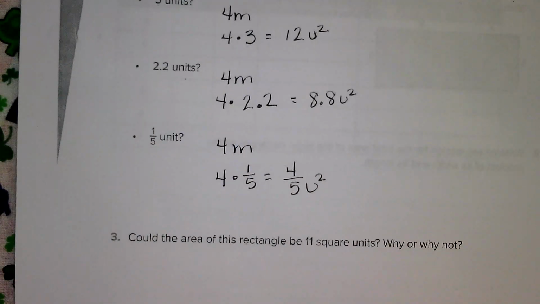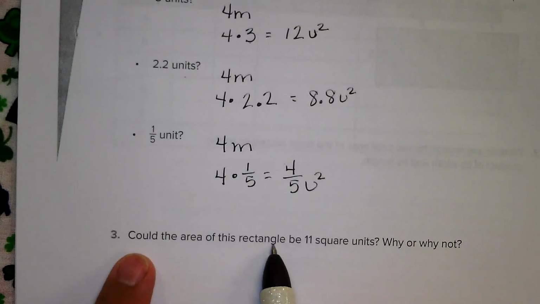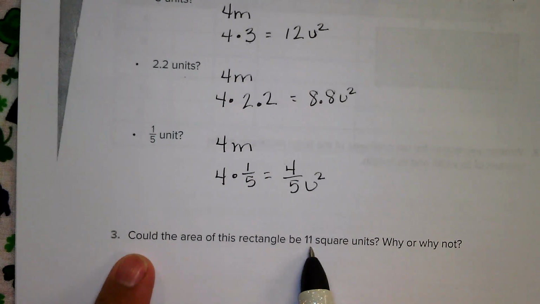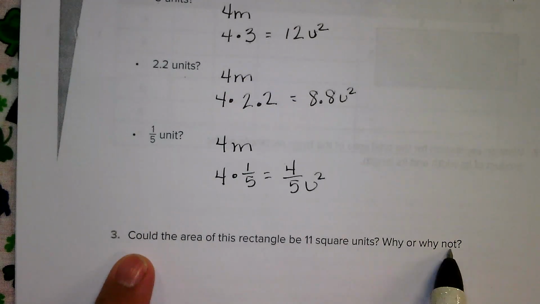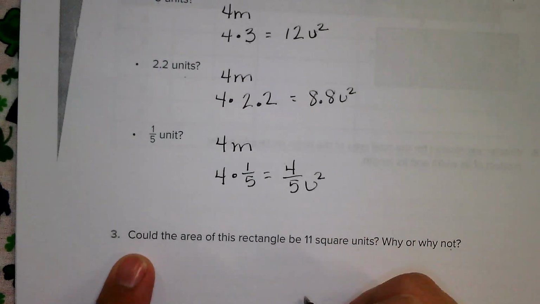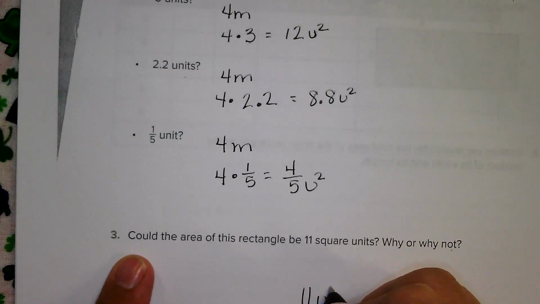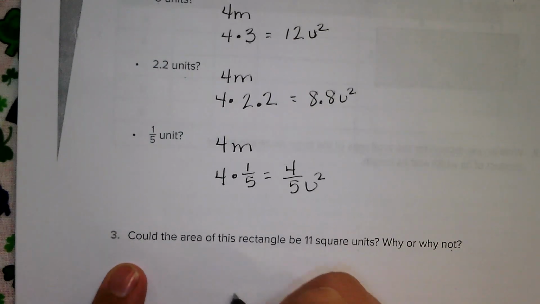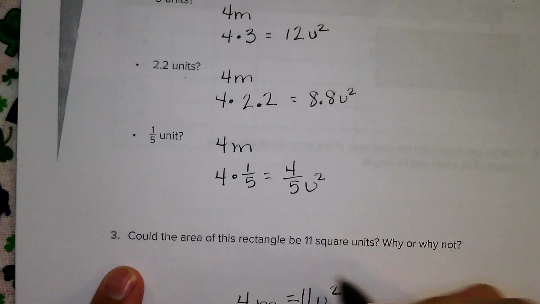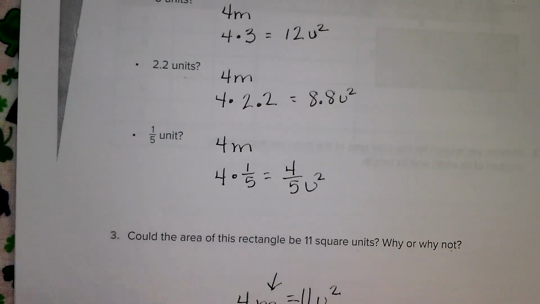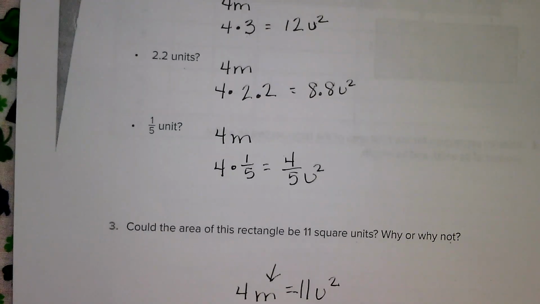Okay, this one says, could the area of this rectangle be 11 units squared? Why or why not? So if the area is 11 units squared, could I take 4m, could I come up with a number for m that would multiply together to give me 11? It doesn't have to be a whole number, it just has to be a number. How would I find that? Using a one-step equation.